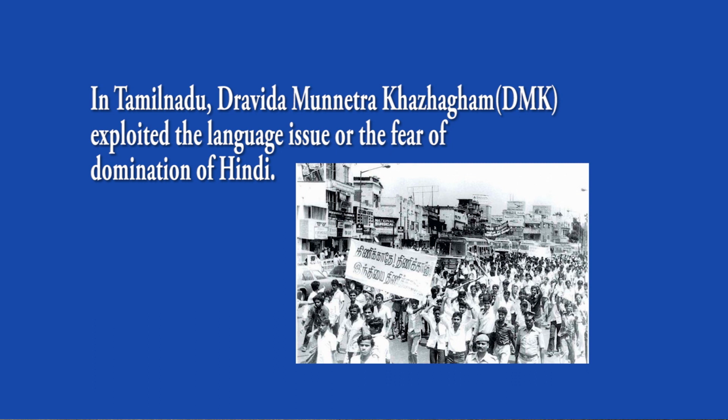Now, what were the reasons for the unpopularity of the Congress? What were the reasons for the regional parties to come up at the expense of Congress? Mainly grievances, but the grievances did not have a uniform nature as they varied from state to state. In Tamil Nadu, the DMK, the Dravida Munnetra Kazhagam, exploited the language issue or the fear of domination of Hindi. Their main issue was that Tamil was a classical language and they were unwilling to heed the domination of Hindi, which they perceived to be a domination of the center in disguise.